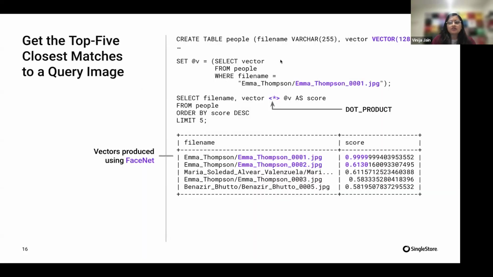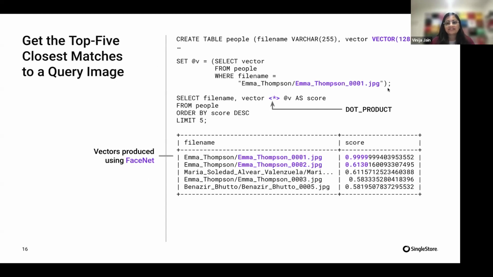So I also wanted to share how the vector querying works within SingleStore. This use case is specifically to get the top 5 closest matches to a query image. You can see that the syntax here is very similar to SQL. Select the vector from people where the file name is Emma Thompson, and that's the image, Emma Thompson JPEG.